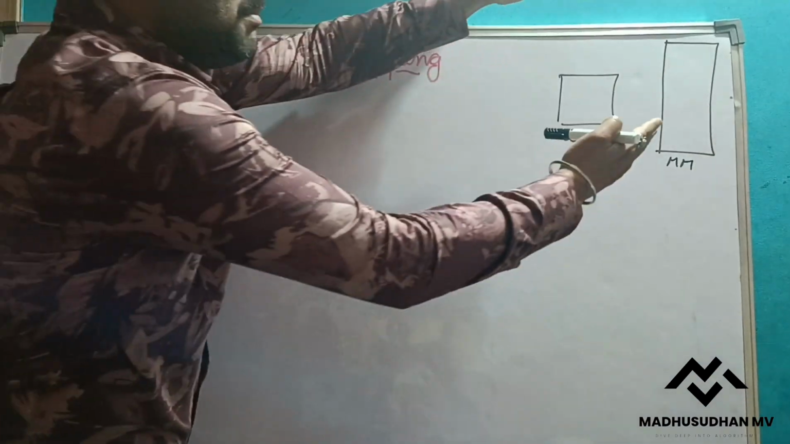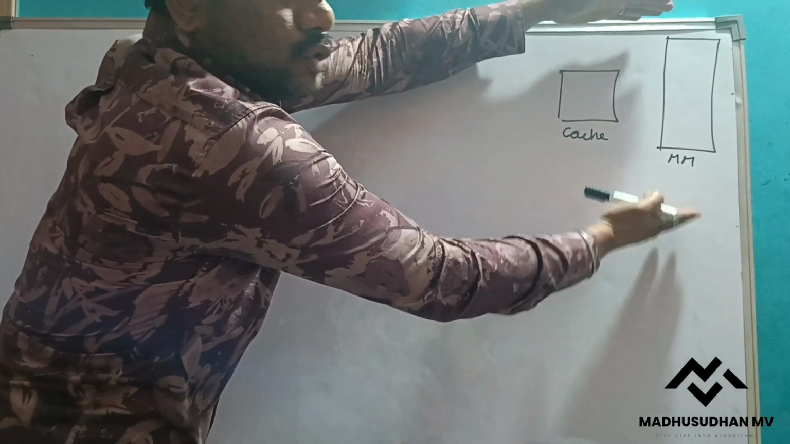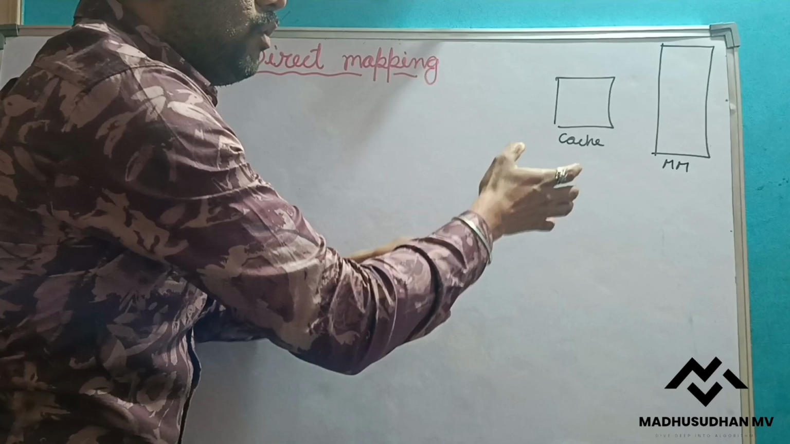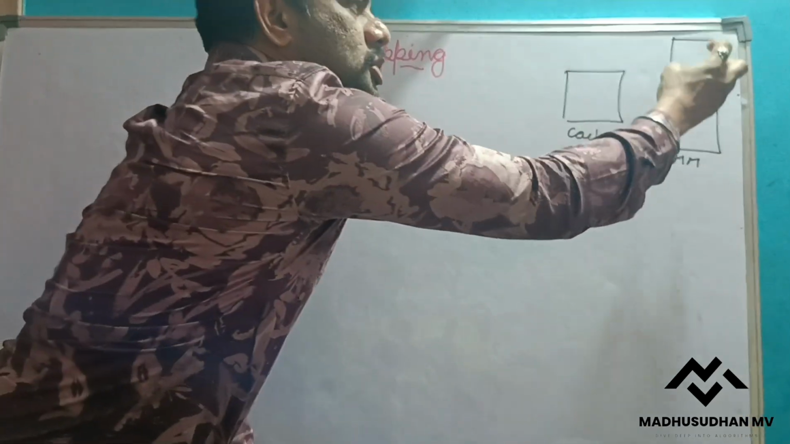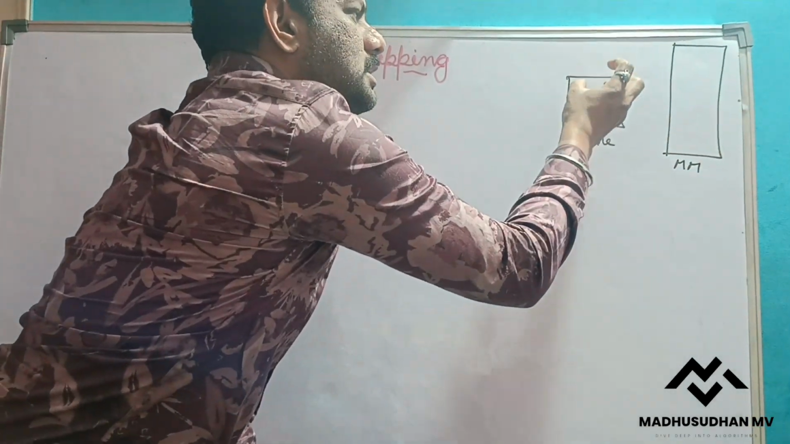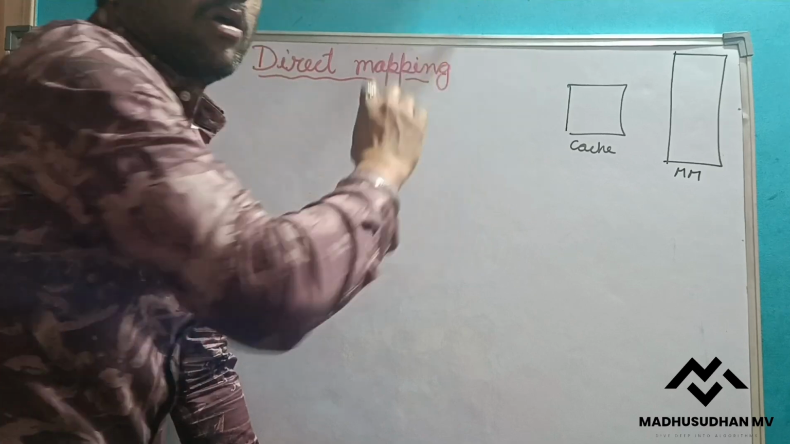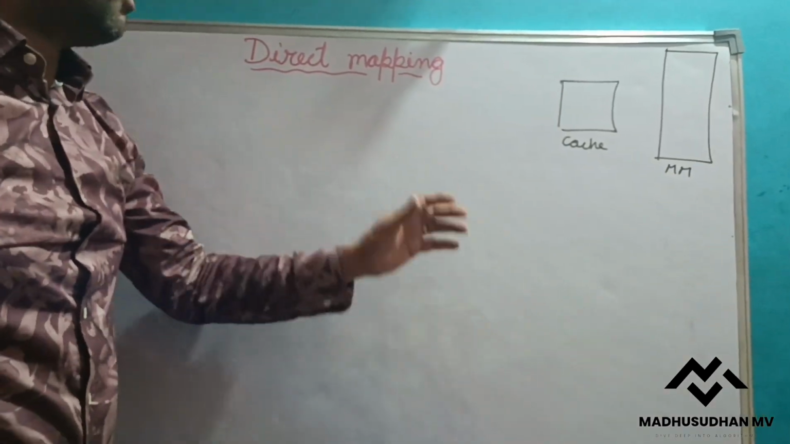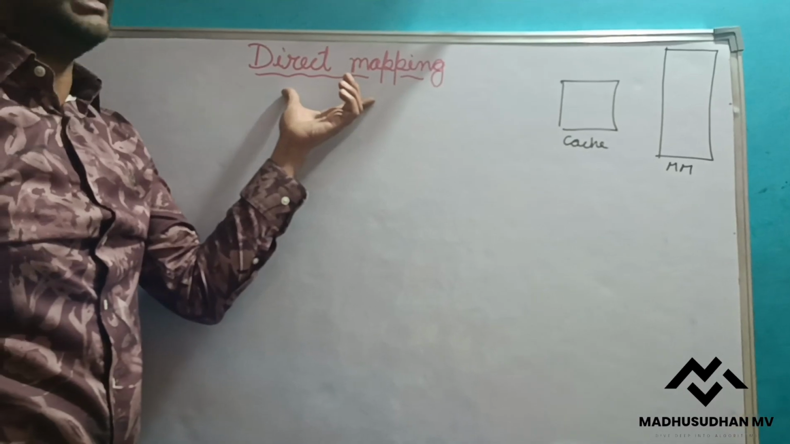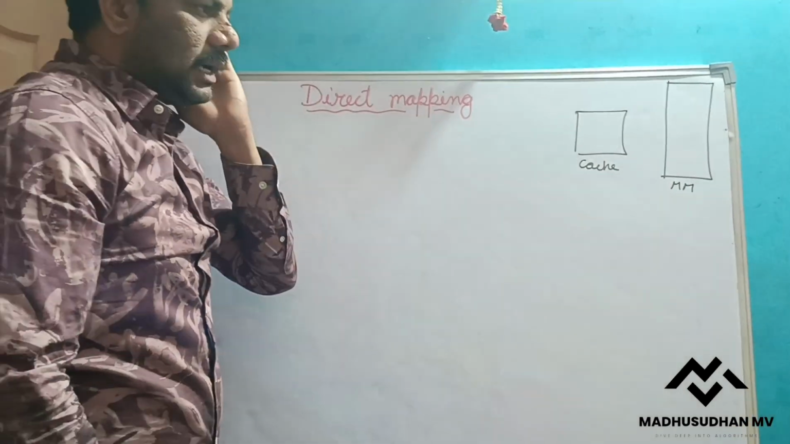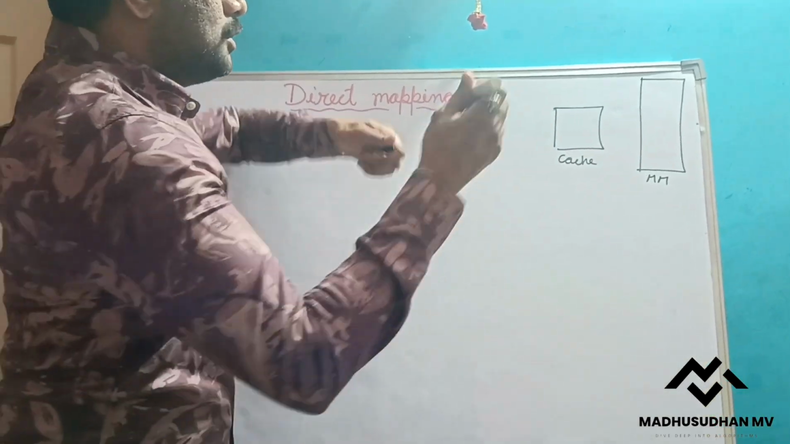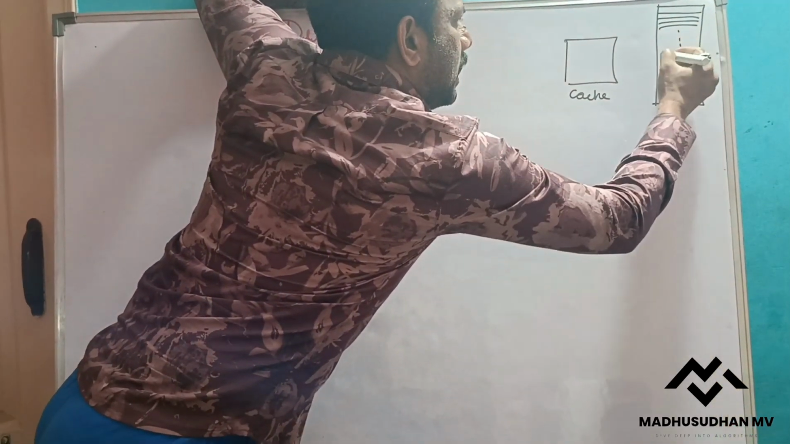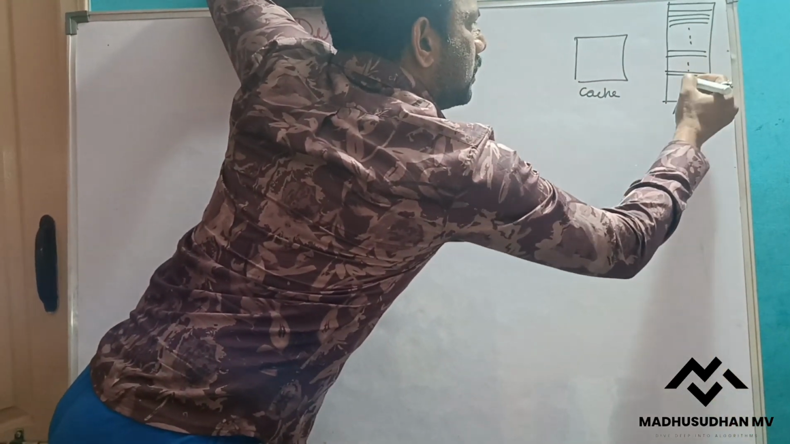Now, since main memory has too many locations when compared to the cache, which has very few, we need to find out which block of the main memory is brought into which block of the cache. That we need to map. For that we are using one mapping function, which is direct mapping. I told many times that our main memory is divided into blocks.